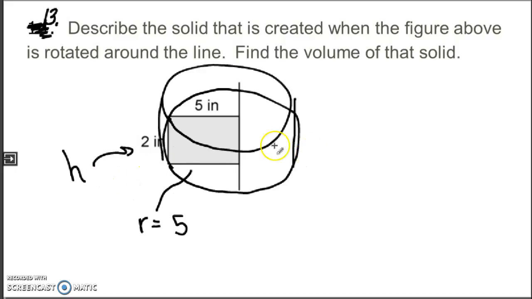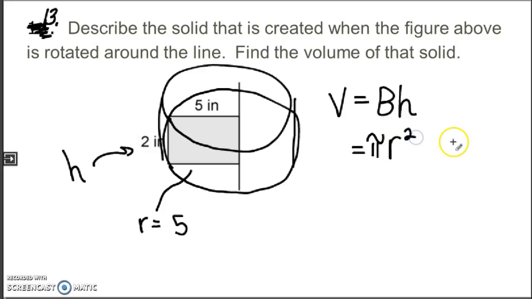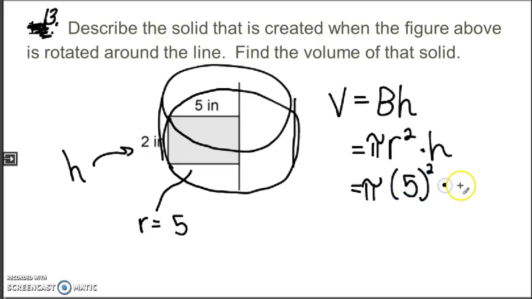All right, so it says to find the volume of that solid. Remember, the volume of a cylinder is area of the base times the height. The base is a circle, so pi r squared is the area of the circle, times my height. Pi times 5, my radius, squared, times my height, 2.